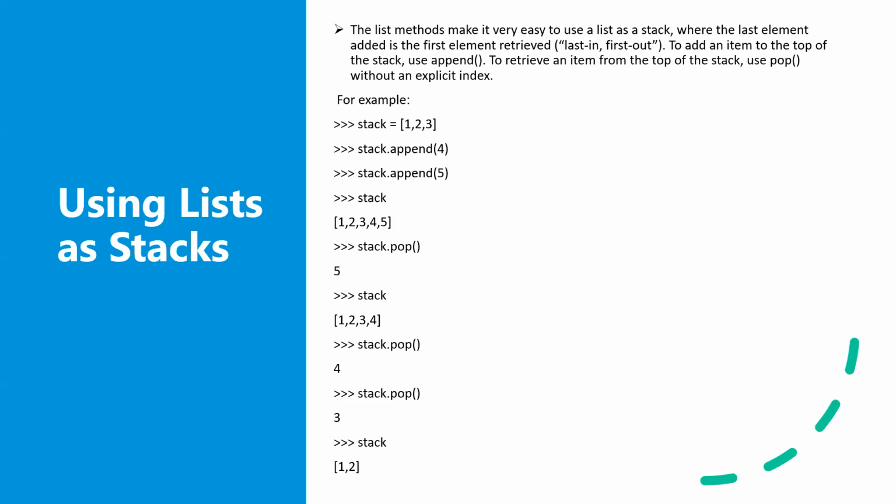The insert and delete operations are also often called append and pop. The list methods make it very easy to use a list as a stack, where the last element added is the first element retrieved, last in, first out. To add an item to the top of the stack, use append. To retrieve an item from the top of the stack, use pop without an explicit index. I will show you how to do this example using the interpreter.